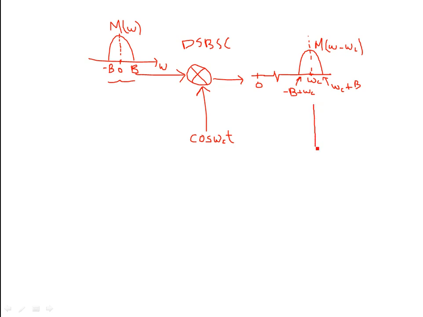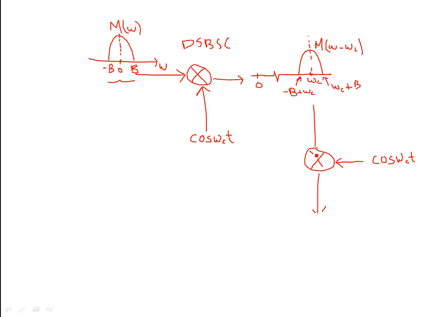Now what you do to convert this modulated spectrum M(omega minus omega c) back down to zero, back to DC, is apply a synchronous detector, synchronous demodulation. By synchronous I mean you use a local oscillator which can synthesize exactly the same frequency. Let's call this cosine omega c t again. So what it does is it again modulates the signal.